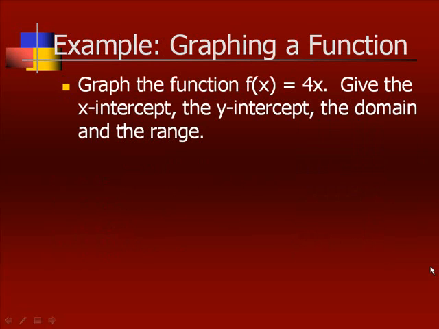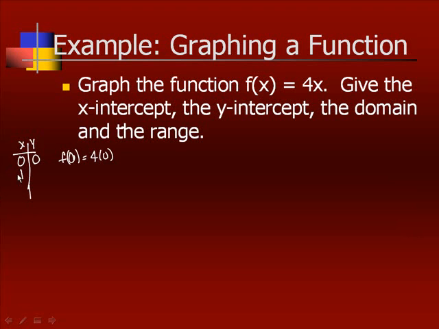Okay? Let's graph. Graph the function f of x equals 4x. Then give the x-intercept, the y-intercept, the domain, and the range. So, f of x equals 4x, we need some points. So we can do x is 0, x is 1, x is 2. If x is 0, then we get, in function notation, f of 0 equals 4 times 0, which is 0.